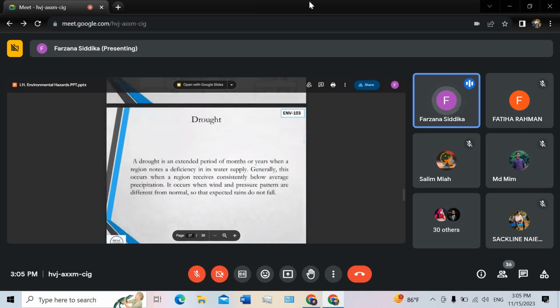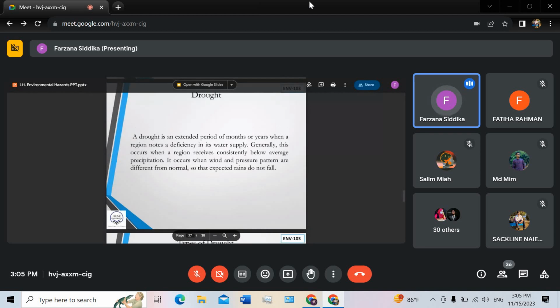আচ্ছা, ড্রাউট, দ্য অপোজিট থিং অফ ফ্লাড ইজ ড্রাউট। হ্যাঁ, যে ফ্লাড হচ্ছে এক্সেস ওয়াটার, and drought is the deficiency of water. So when there is deficiency of rainfall, and that deficiency of water in the surface water bodies and in the groundwater for an extended period over a particular area, we call it as drought.